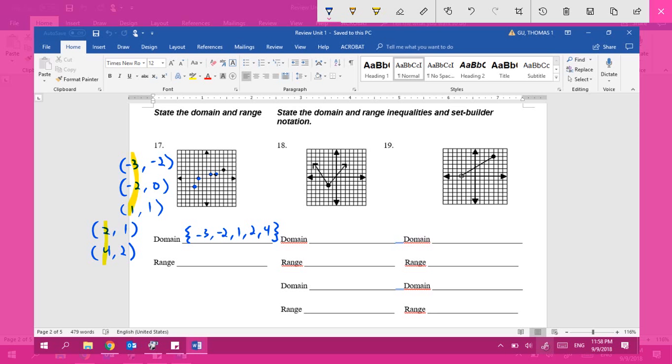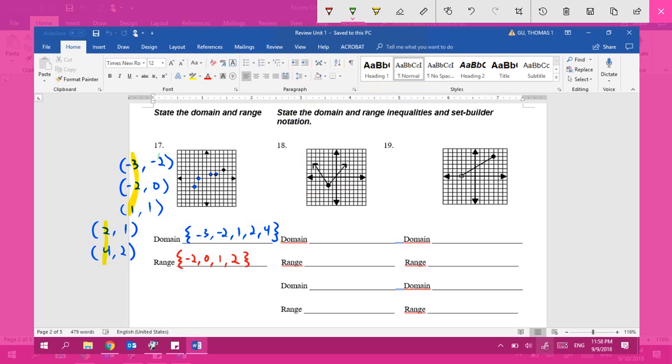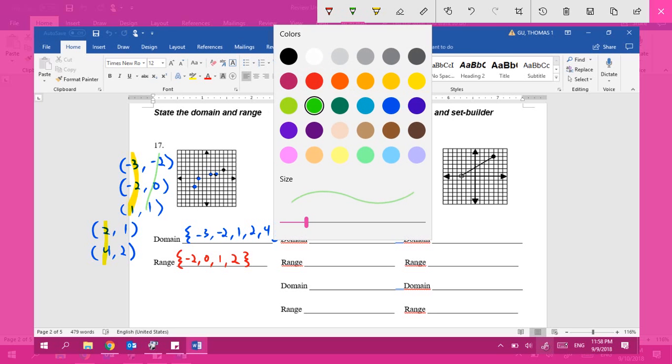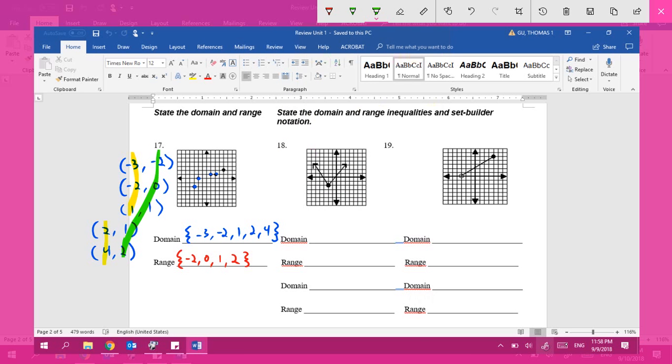And now my range is going to be the y values that I just wrote down. So it's going to be -2, 0, 1. I'm not going to put 1 twice because it's already there, and then 2. So there is my domain and range. Here's the range right here. Oh, that's not very thick. So there we go.